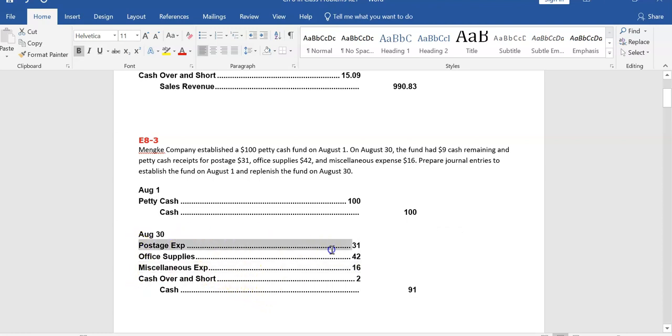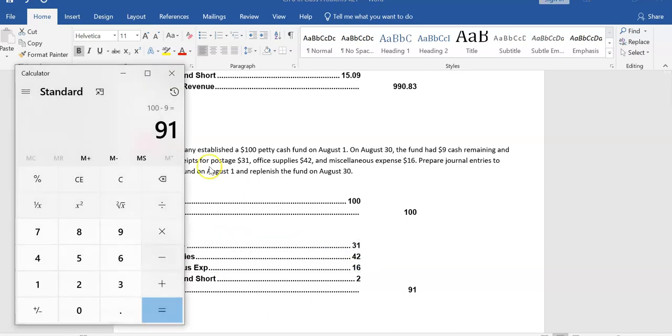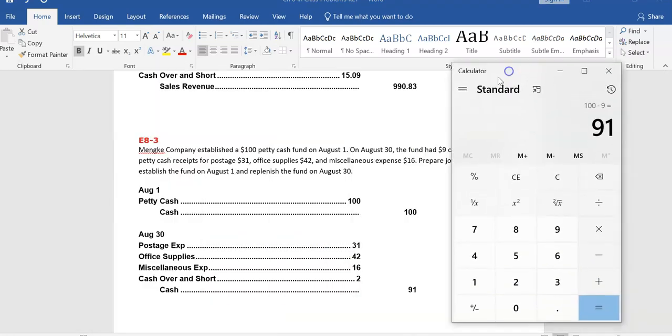At this point, if I were to add up all of the debits to the expense account, I would see that the expenses total, let's add these up, $89. So the expenses were $89, but the amount of cash that had been used or is missing from the fund is $91. More cash was used than expenses that were paid. That means we are short $2.